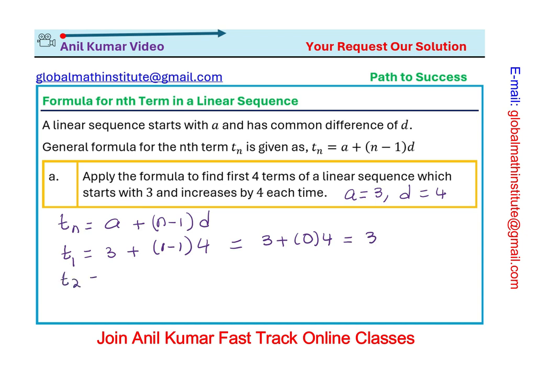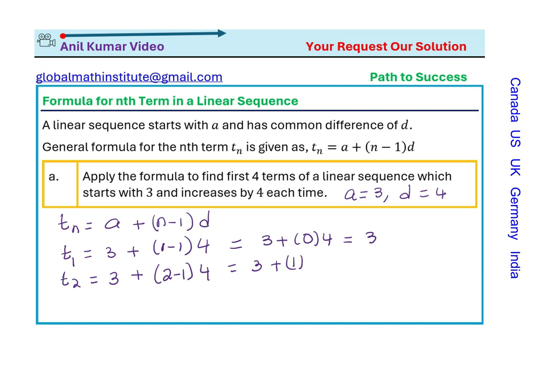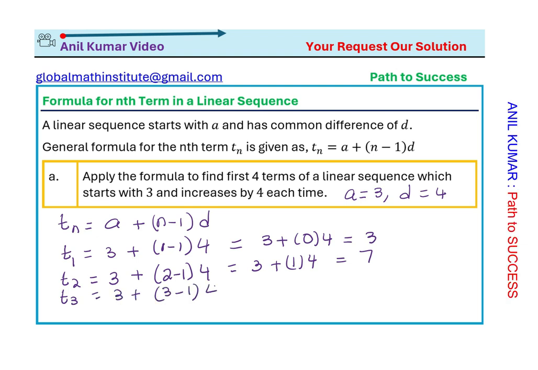Second term. Again, A is the same value of 3, but n is 2 this time. So 2 minus 1 times 4. So we have 3 plus 2 minus 1, which is 1, times 4. So 4 plus 3 is 7. T3: 3 plus 3 minus 1 times 4, which is 3 plus 2 times 4. 4 times 2 is 8. 8 plus 3 is 11. So you see here also that we are adding 4, correct?